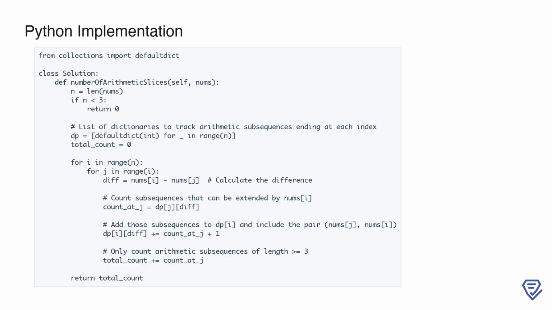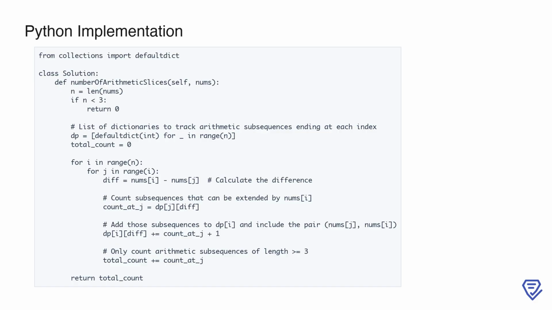2. Outer loop. The outer loop iterates over each index i in the array, representing the current end of a potential arithmetic subsequence. 3. Inner loop. The inner loop iterates over all indices j before i, representing the second to last element of a subsequence ending at nums[i]. For each pair nums[j], nums[i], the difference diff is calculated.